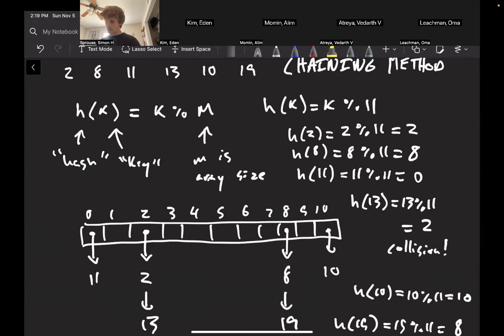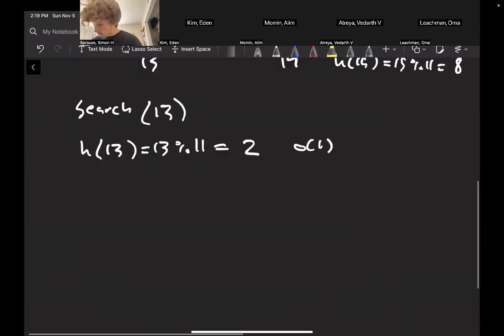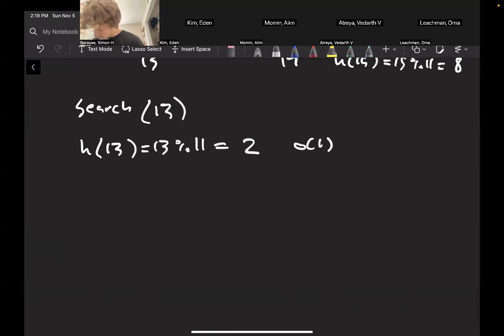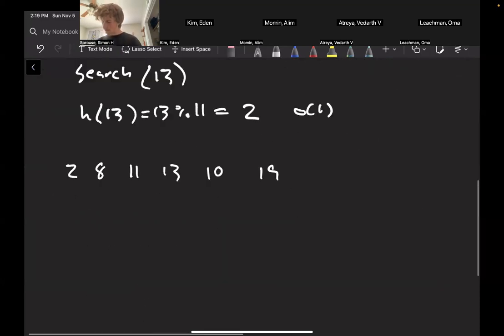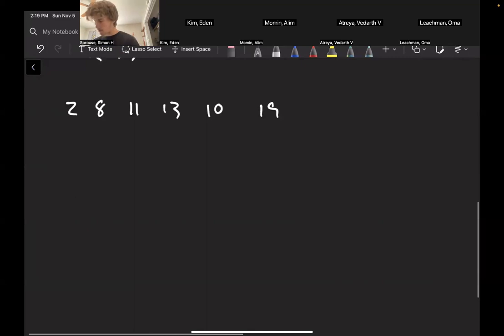So I'm going to rewrite these numbers. So we had 2, 8, 11, 13, 10, 19, I think. So these are our inputs. Okay, so now let's build a hash map using linear probing.